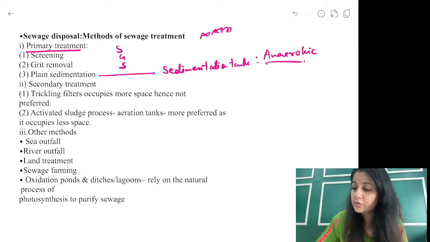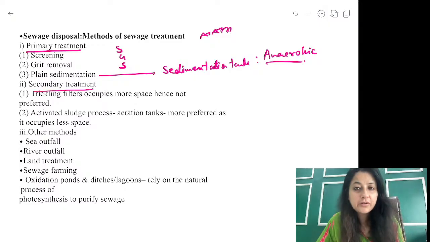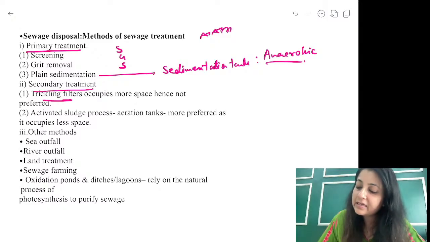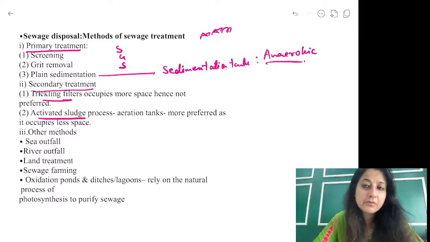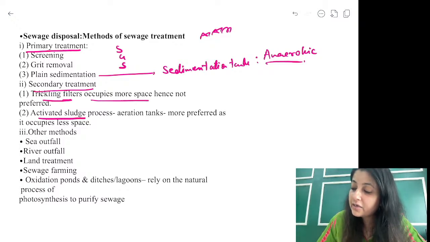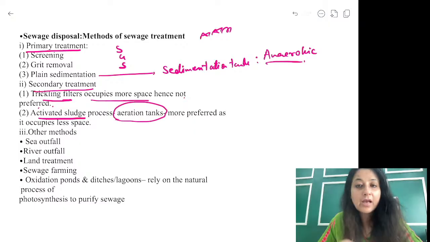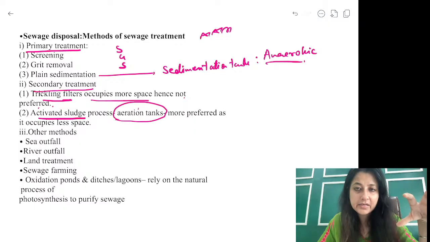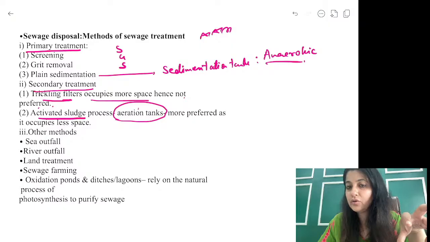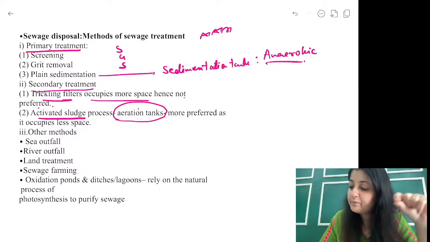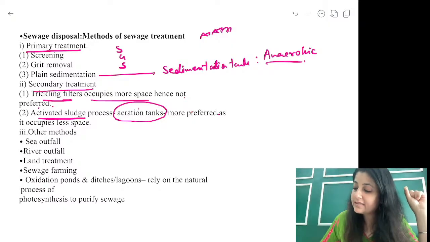After primary treatment, the sewage is subjected to secondary treatment. Secondary treatment can be achieved in two ways. One is trickling filter and the other one is activated sludge process. But which one do we prefer? Trickling filter occupies more space, hence it is not preferred. And in the activated sludge process, you have a tank but that is aerated. That means oxygen is flowing through it. Aeration tank. This is more preferred as it occupies less space.